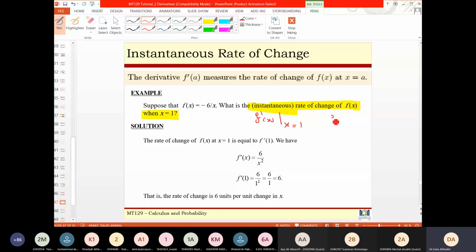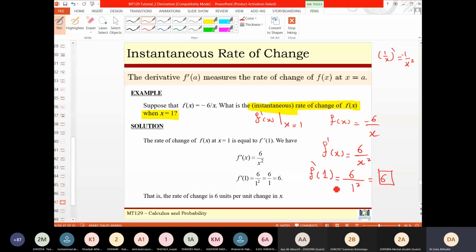So simply the function is f of x equals minus 6 over x. I told you, always remember the derivative of 1 over x is minus 1 over x^2. So the derivative of this one will be plus 6 over x^2. I want it at x equals 1, so I want f dash at 1, which means we change the x with 1. It will be 1 squared, 1, and the result is 6. So the instantaneous rate of change of the function at x equals 1 is equal to 6. Easy thing?